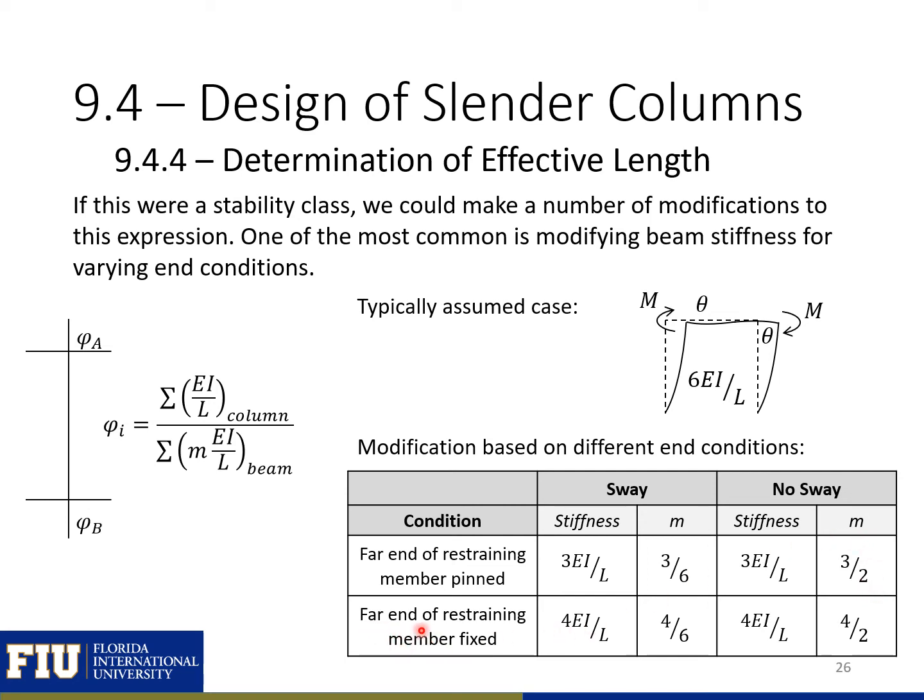If we have a far end of our restraining member as fixed, it would change our stiffness to 4EI over L. So in this case, our M factor would be 4 divided by 6, our assumed case. And in our no sway, 4 divided by 2, which is our assumed case for no sway. So we could use these M factors depending on the different end conditions of our restraining member to modify this M times EI over L for the beam on the bottom here.